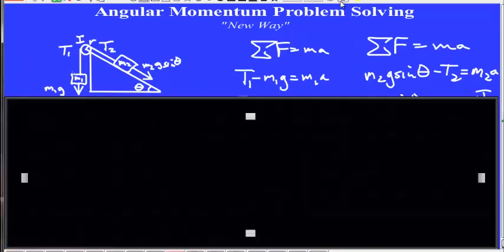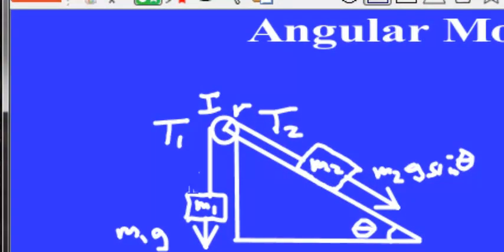In the new way, you see now I added I and R to the pulley. We no longer ignore the mass of the pulley. Therefore, we can no longer assume that the tensions on each side of that pulley are equal, otherwise it wouldn't rotate. You need a net torque, right? T2 needs to exceed T1 for this pulley to rotate.